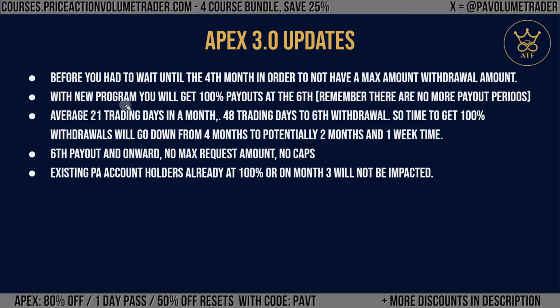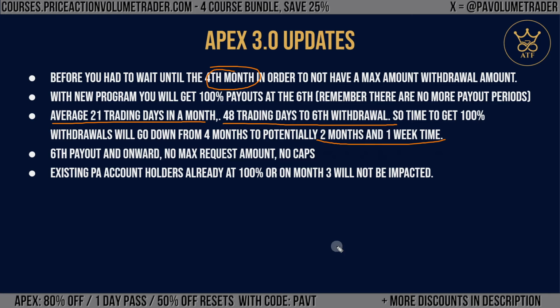Now remember, since there's no payout periods, there's an average of 21 trading days in a month, so that means 48 trading days to the 6 withdrawal minimum. So the time to get 100% of the withdrawals is going to go down from 4 months that you had to wait before to potentially 2 months and 1 week's time.